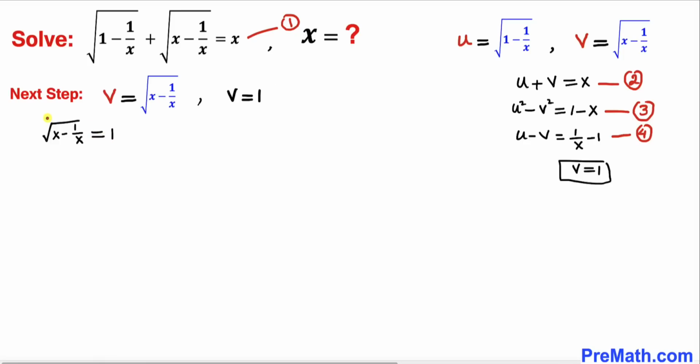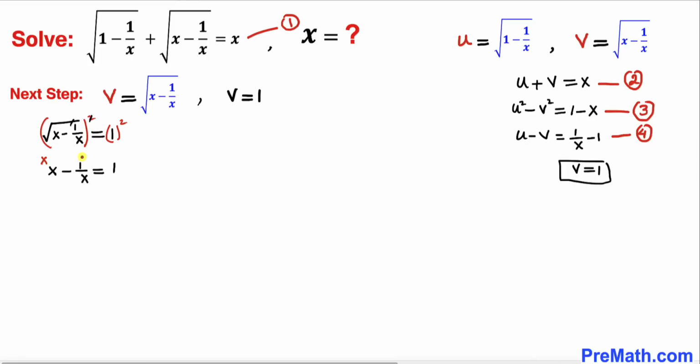Let's go ahead and take a square on both sides. I'm going to take the square on the left hand side and the right hand side as well. So on the left hand side, they are gone. They undo each other. So x minus 1 divided by x turns out to be equal to 1 square, which is 1.